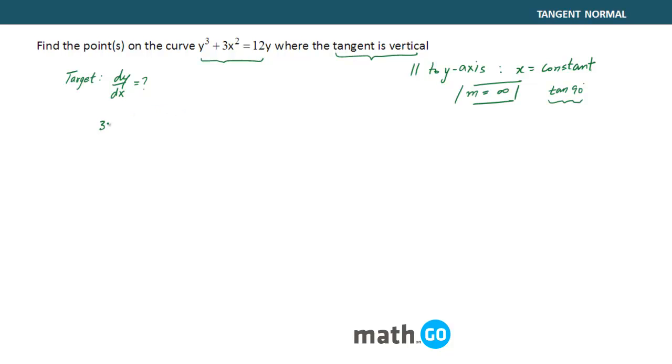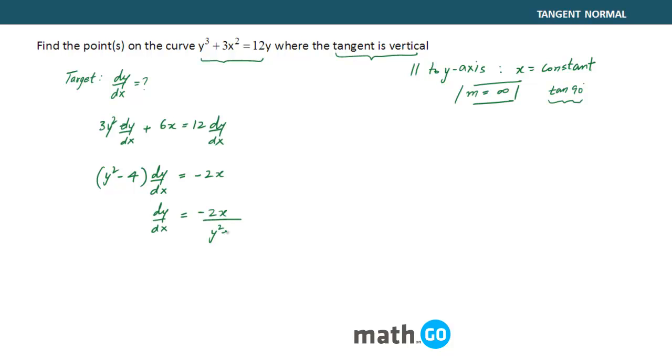So what you will get is 3y square dy by dx plus 6x is equal to 12 dy by dx. This is what you will get, right? And if we club everything, you will get (y square minus 4) dy by dx is equal to minus 2x, and dy by dx will be nothing but equal to minus 2x divided by y square minus 4. This is what you will get. You want that this should be equal to infinity, right?